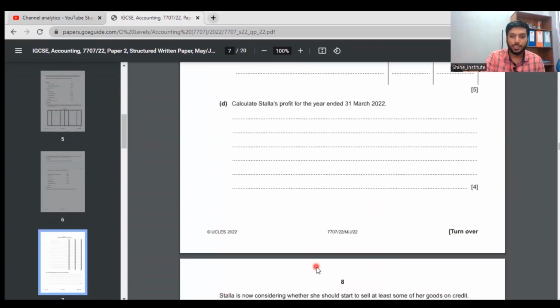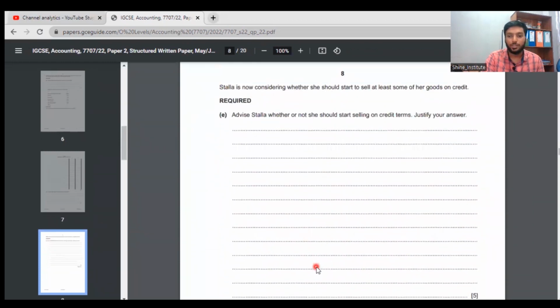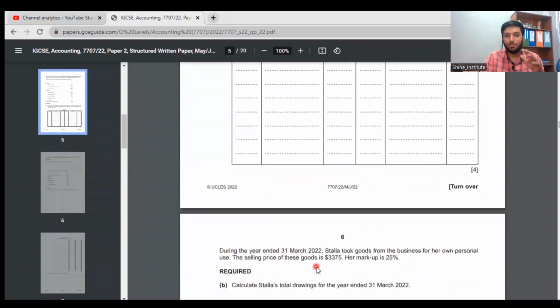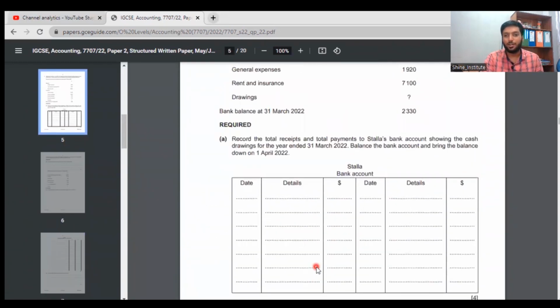We're going to discuss C, the statement of affairs, D, Stella's profit for the year, and E, you need to advise whether or not to take this on. Not a hard sum, to be honest, we can do this, but watch the sum completely.